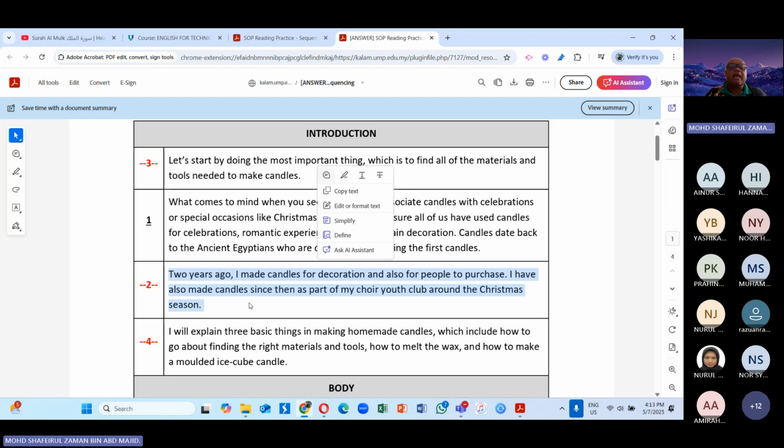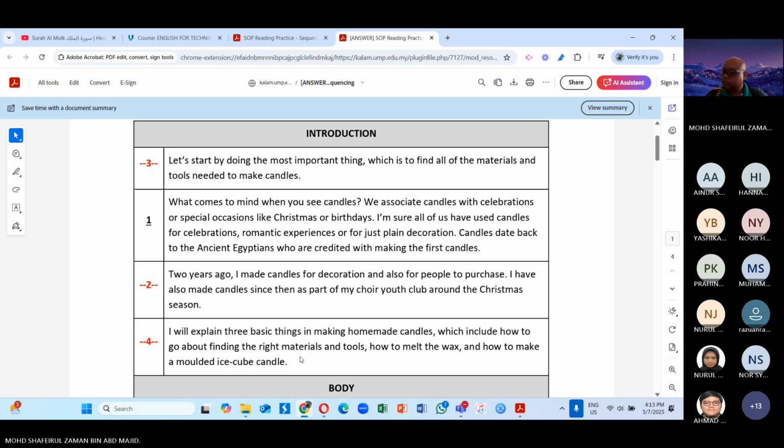So what makes it the second sentence, not the one on top or not the one at the bottom under introduction? Can someone identify the words over here just to show that it is actually number 2? Can someone identify it? No one? Okay, no worries. I'm going to tell you how it works.